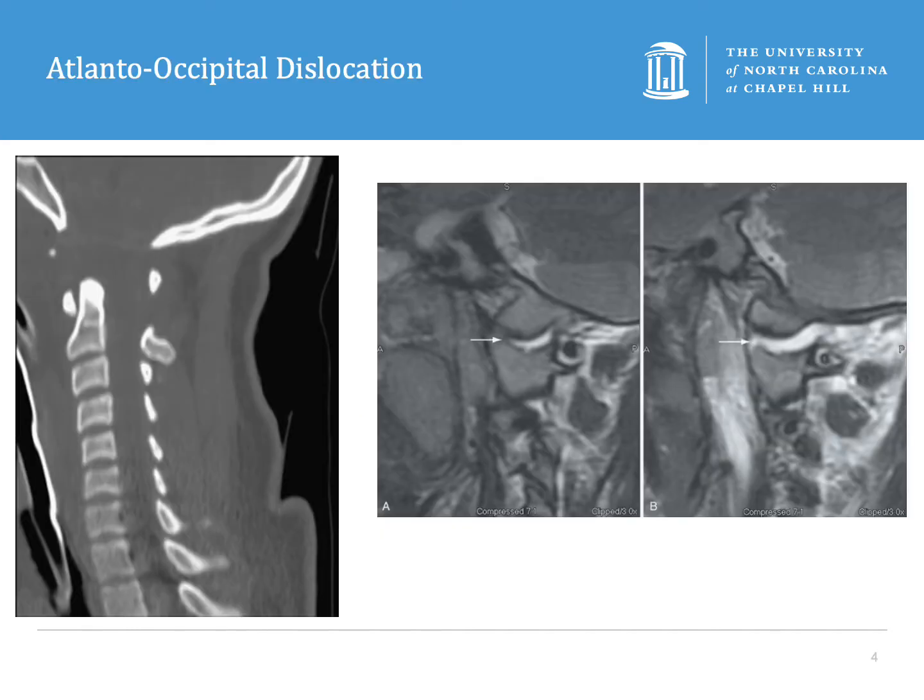So first, let's talk about atlanto-occipital dislocation. This is a purely ligamentous injury, and as you can see on the sagittal CT scan on the left, the basion and tip of the dens are widened, and this indicates that there's damage to the apical ligament. And on the right, on this sagittal MRI image, you can see that there's signal change in between the occipital condyles and C1, suggesting that there's injury there as well.